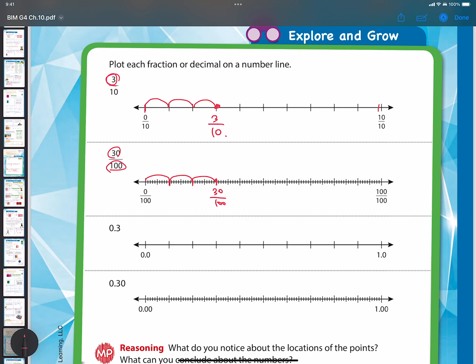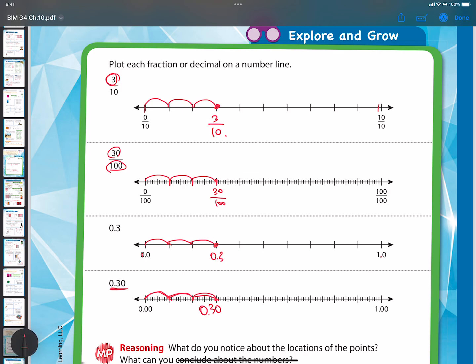Now decimal. 0 to 1 whole, right? It is split into 10 pieces. So 1, 2, 3 tenths. And here same. 1, 2, 3, right? 3 tenths. I mean, let's say 10, 20, 30 hundredths, sorry.